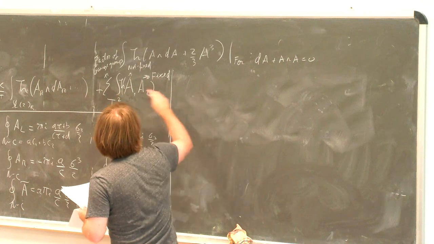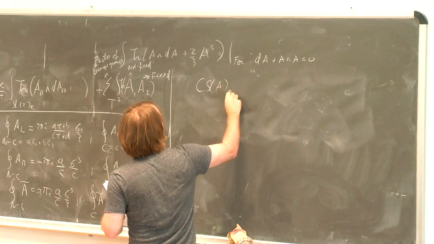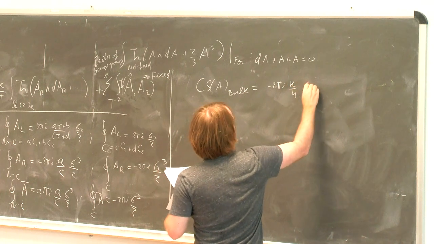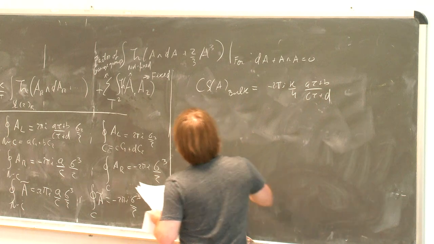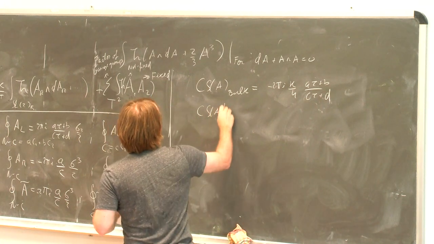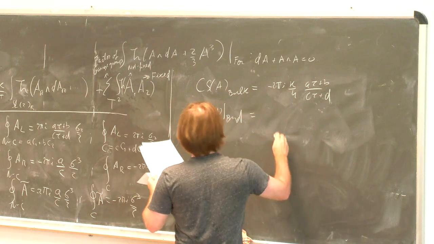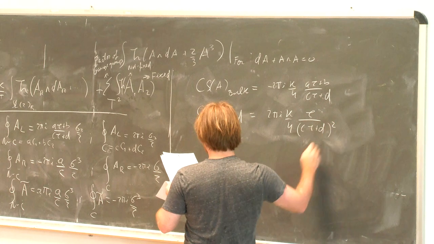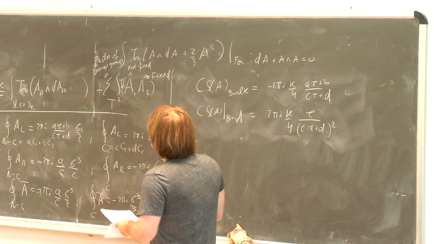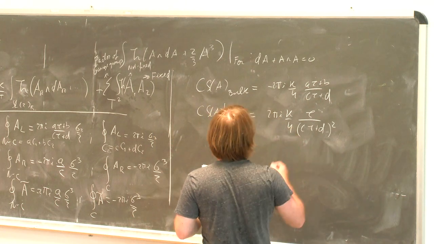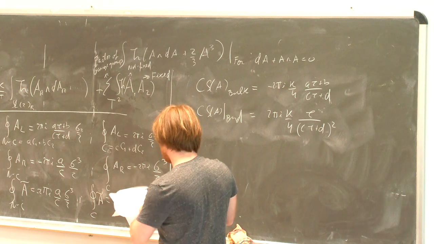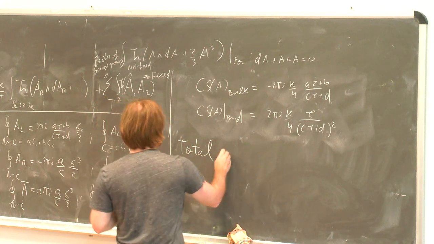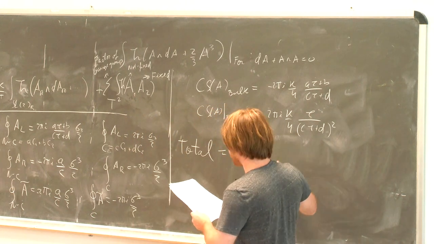So when you compute the Chern-Simons bulk part, you get minus 2 pi i k over 4 times C tau plus D. Then the part of the Chern-Simons action from this boundary term, you get 2 pi i over tau D squared. And then you also get, okay. When you put everything together, you get the total, this plus this, after some algebra.